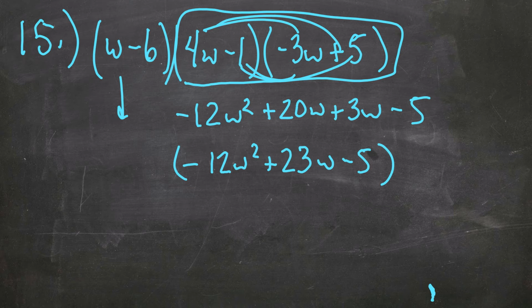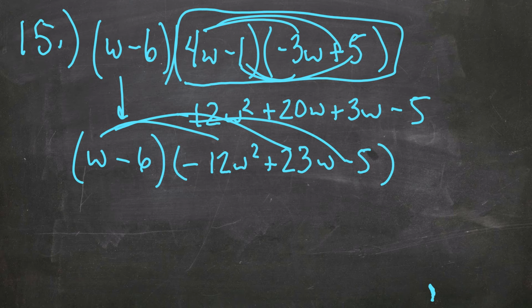Once again, I don't do anything with w minus 6, so I'll bring it down here. Now the w goes to everything, so that turns into minus 12w cubed plus 23w squared minus 5w.